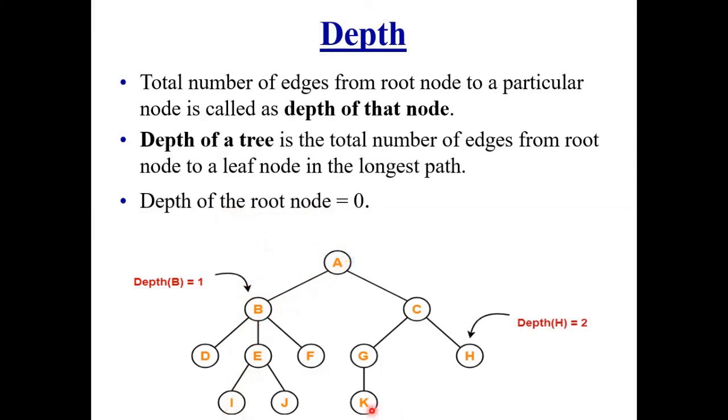What is the depth of K? From K to G, 1. G to C, 2. C to A, 3. Number of edges from its node to the root is 3. What is the depth of a tree? Which is the longest path? Again, it is 3. We will get 3 longest paths from K, from J, from I. So depth is the same. So depth of a tree is what? Which is the maximum here? It is 3, nothing but the longest path.